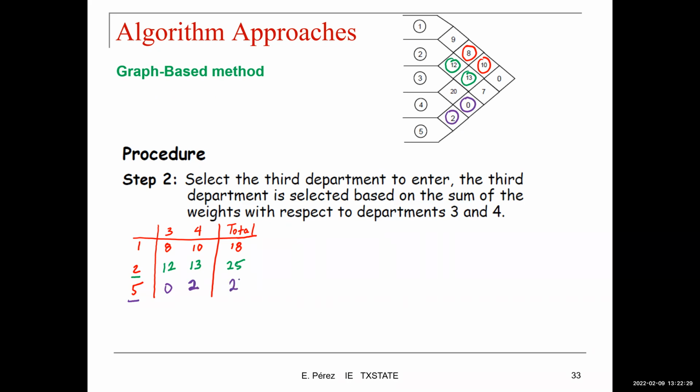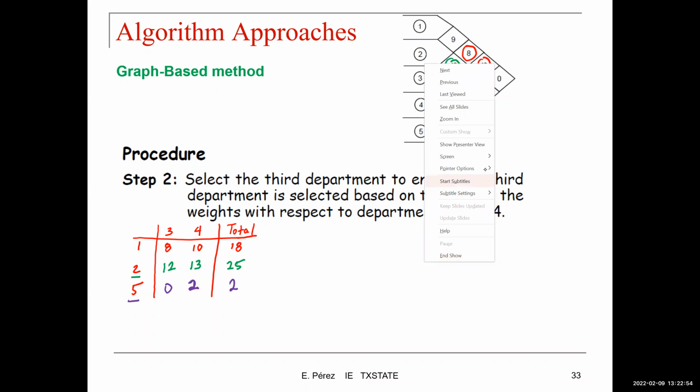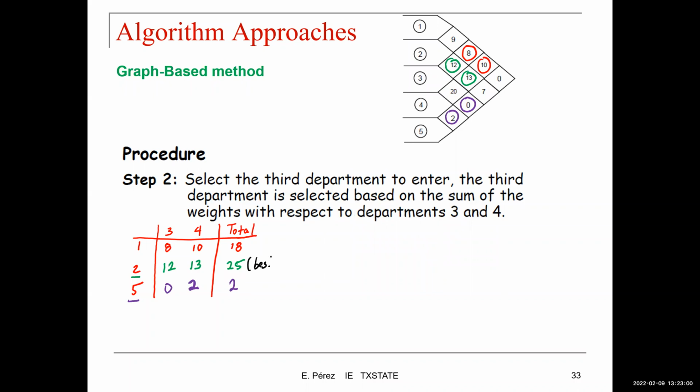So the score is 2. Now we have the totals for all possible combinations, and the one with the highest score is 2, so department 2 is going to enter the graph. We are guiding our decisions based on the highest score. I had 3 and 4, and now I'm going to add 2. So the new graph, this one is the best. We have 2, 3, and 4.